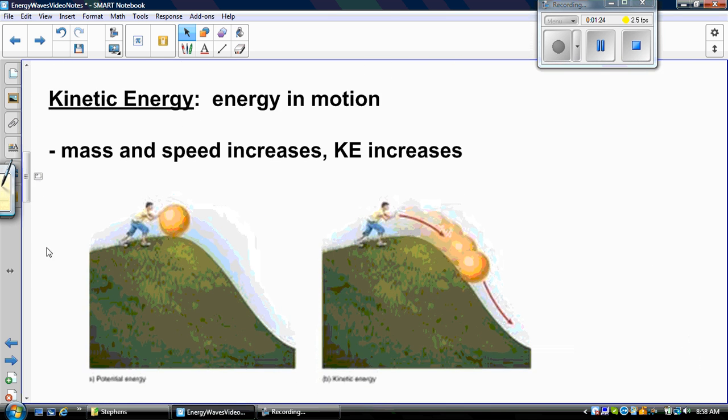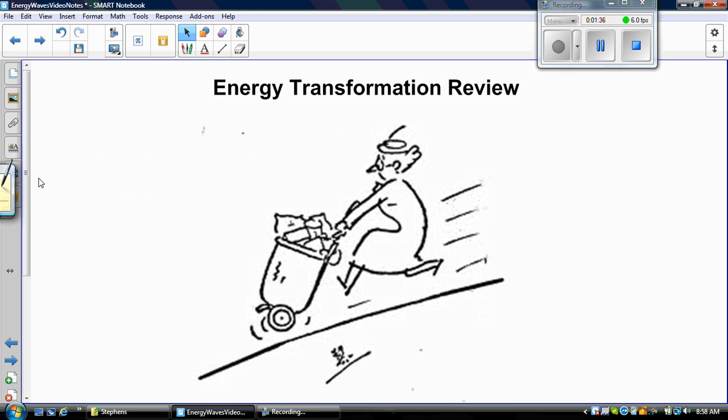Okay, kinetic energy is energy in motion. So as mass and speed increase, kinetic energy increases. That makes sense. The faster you go, the more kinetic energy you have. If we take a look at this example of Grandma losing control of her buggy, up top right here, Grandma has the highest potential energy when she's at the top. She has the fastest speed when she reaches the bottom of the hill, so that's where her kinetic energy is the highest.